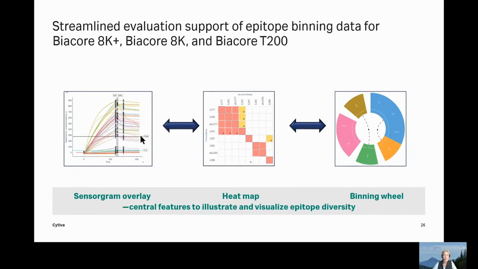And from these results here, the so-called heat map will be generated, indicating the antibodies which recognize the same epitope, here indicated in red, and the ones which recognize different epitopes. And from these results, the binning wheel is created, which indicates the relation and connection of all identified bins on the investigated antigen.